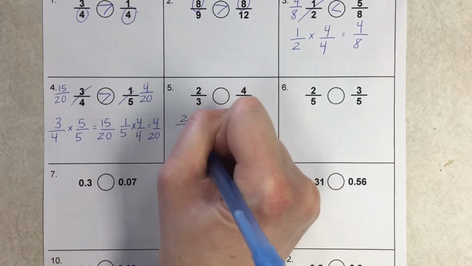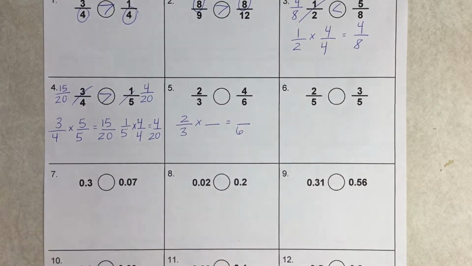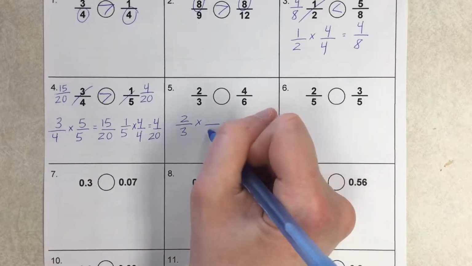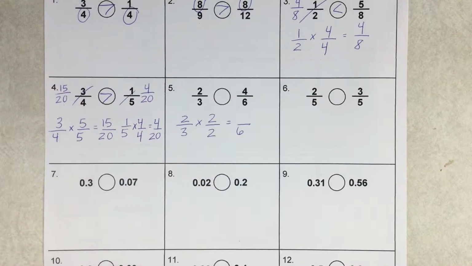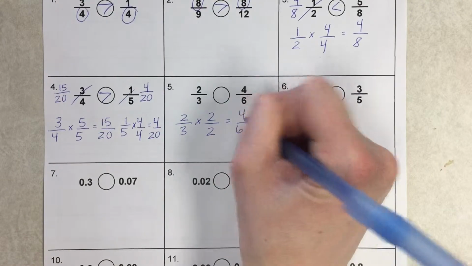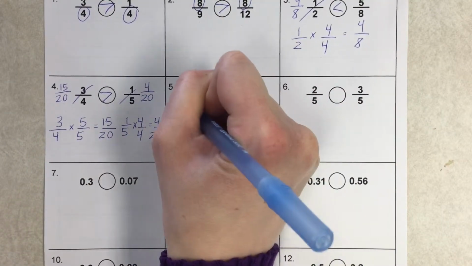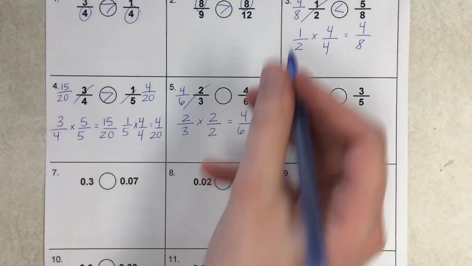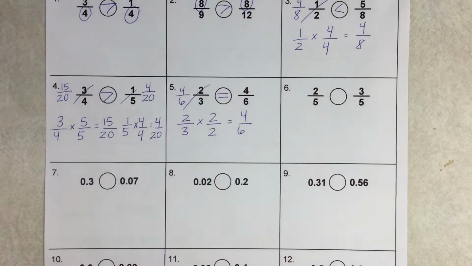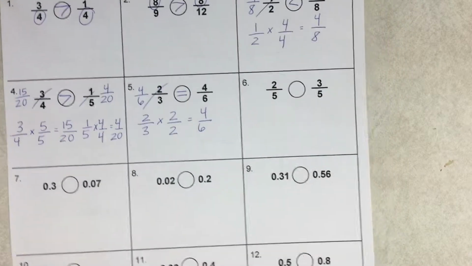So I'm going to take 2/3, I'm going to multiply it by a whole to get a denominator of 6. I know 3 times 2 equals 6, so I can multiply by 2 over 2. 2 times 2 equals 4, and I get 4/6. If I change 2/3 to 4/6, now I can see that I'm comparing 4/6 to 4/6. They are the same, so I'm going to put in the equal symbol. 4/6 is equal to 4/6.